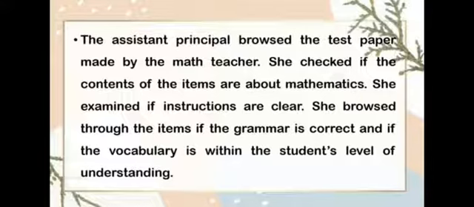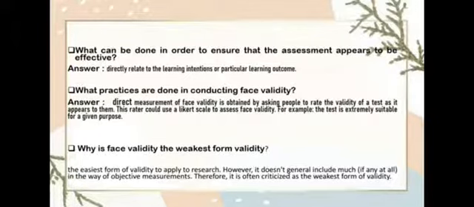An example situation is the assistant principal browsed the test paper made by the math teacher. She checked if the contents of the items are about mathematics. She examined if the instructions are clear. She browsed through the items to see if the grammar is correct and if the vocabulary is within the students' level of understanding. In that situation, the formulated question is: what can be done in order to ensure that the assessment appears to be effective? The answer is to directly relate it to the learning intentions or particular learning outcome.